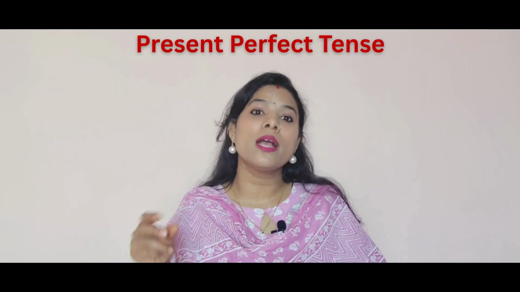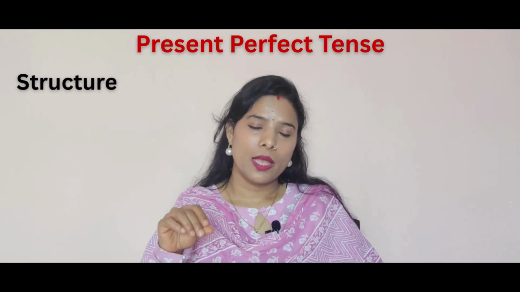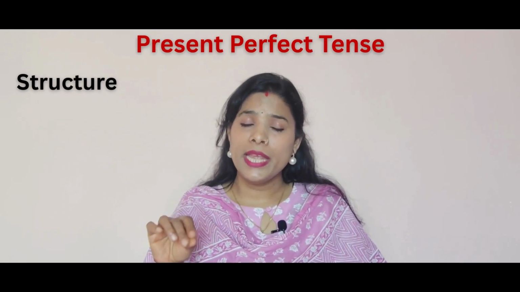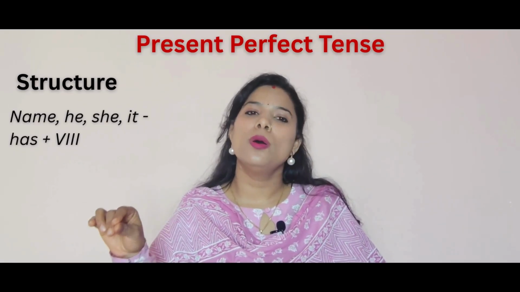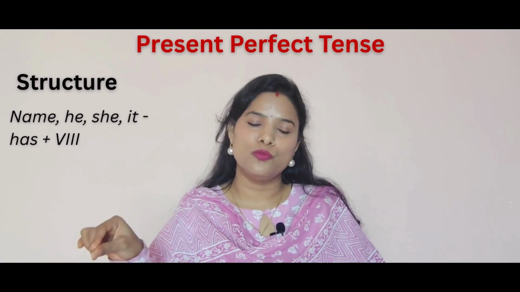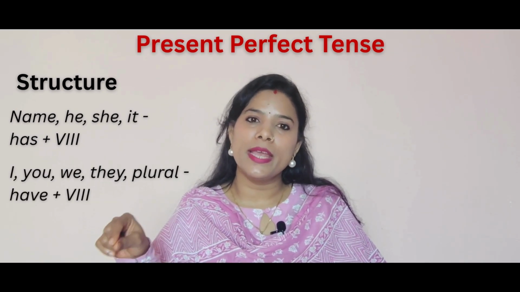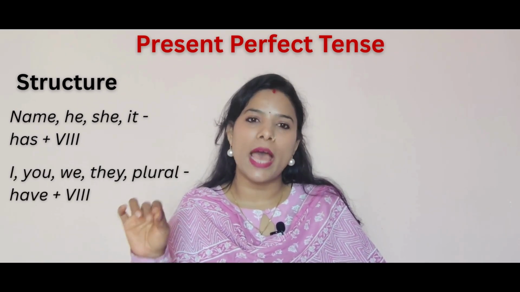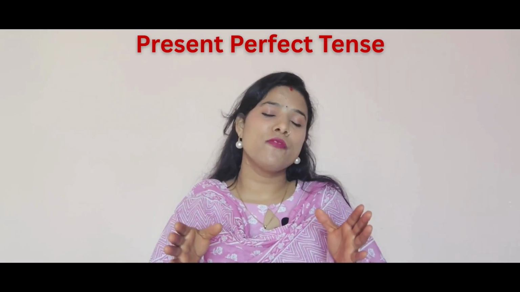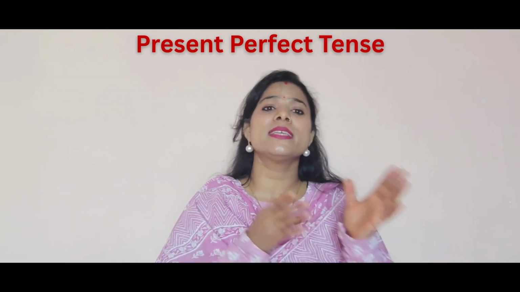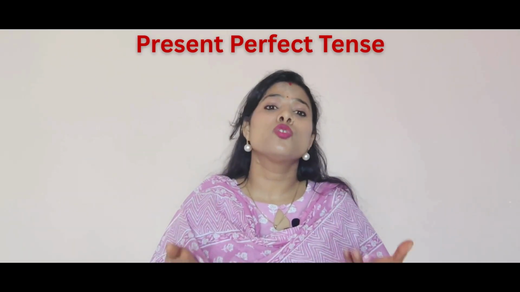So this is how we make present perfect tense. The structure is with name and he, she, it, we use has and verb third form. With I, you, we, they, and plural subject, we use have and verb third form. So there is a big confusion between present perfect tense and simple past tense, which should be used.